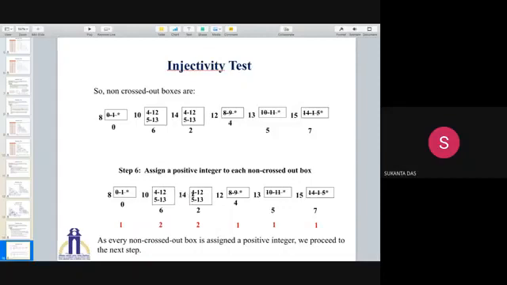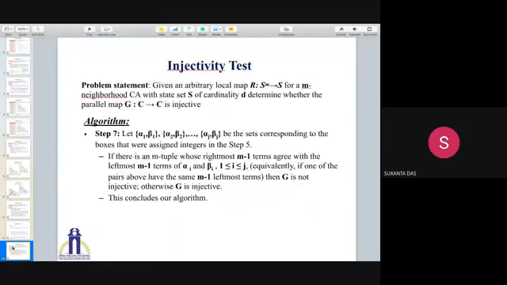Similarly, for this one, 412 is 1. 513 is again 1. So 214 is assigned 2. So here, as every non-empty, non-clustered box is assigned a positive integer, we proceed to the next step. We're almost done. Step 7.